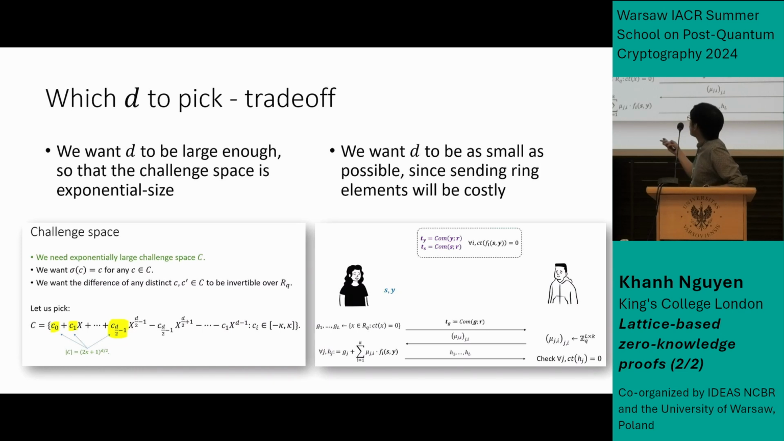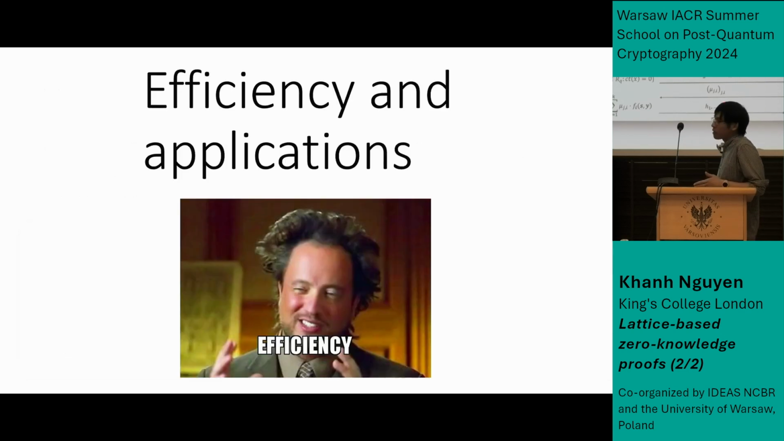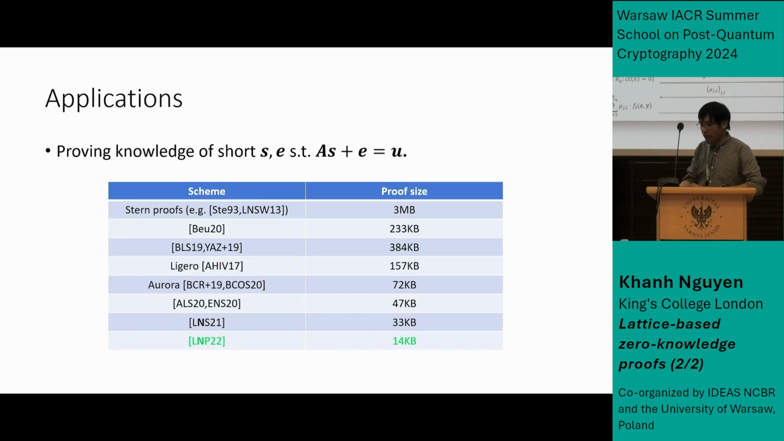But on the other hand, we have some interesting parts of the proof, like sending the H's, sending H1 up to HL, where L is the parameter so that Q to the minus L is negligible. If we pick D too big, then this part will be expensive. So we want to pick D big enough for soundness, but not too big for efficiency.